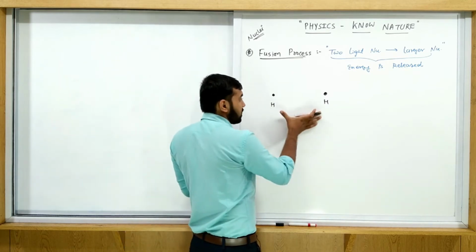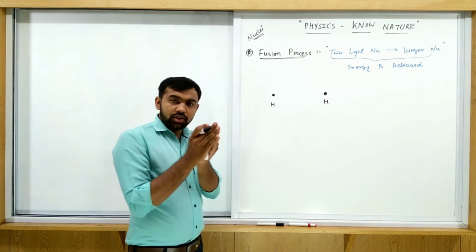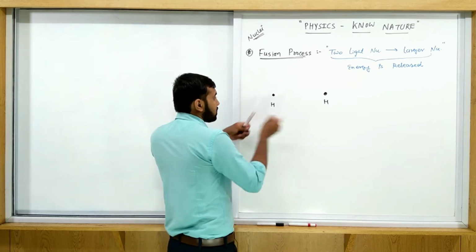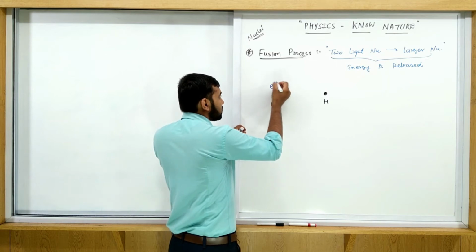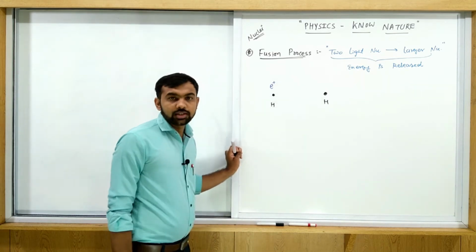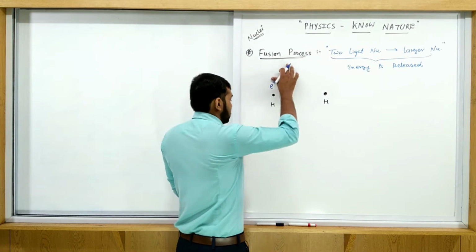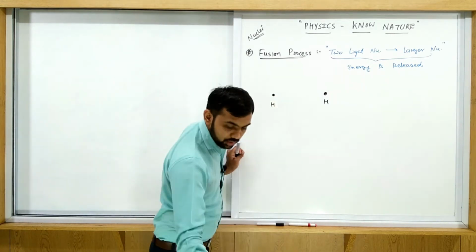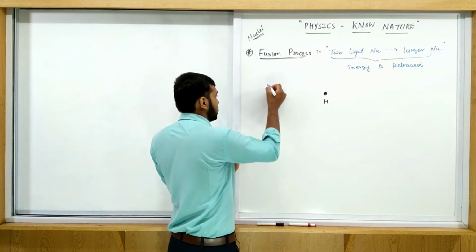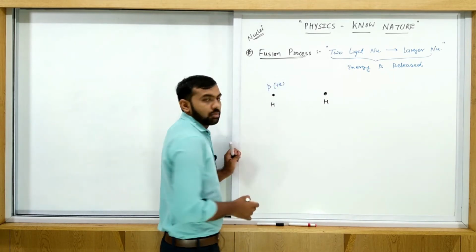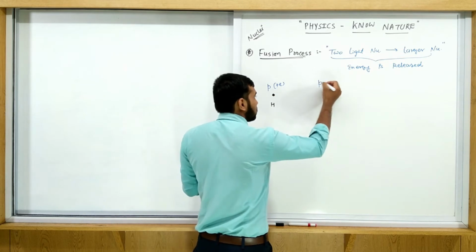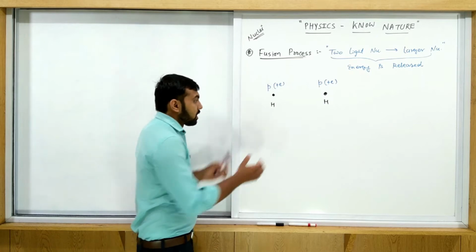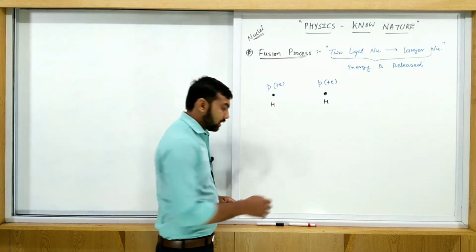So when these two hydrogen combine with each other, what is the problem? See, hydrogen means a proton, so what is the charge? The charge is plus e for the hydrogen, because a proton is present. Here also a proton is present, so the charge is plus e. So when these two hydrogen try to combine with each other, there is one problem.